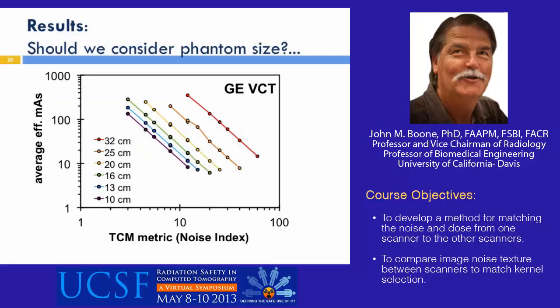So what about the diameter of the phantom? The data that I've shown heretofore are really for the 25 centimeter diameter polymethyl methacrylate phantom. This data shows all the different curves for the 6 different diameter sizes, showing the relationship between the noise index and the effective MAS on a GE scanner. And clearly, for the same noise index, the effective mass needs to increase for larger phantoms, and that's what's shown on this curve.